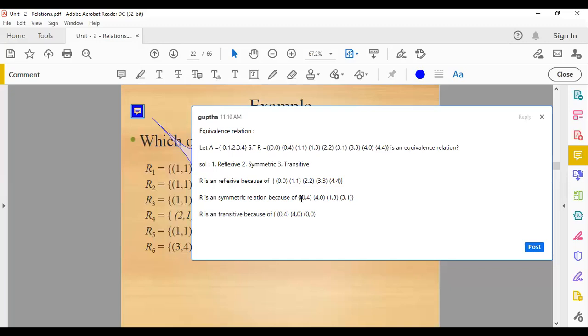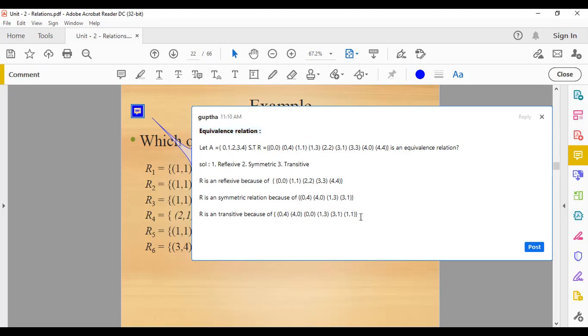All combinations are there in this example. For example, 1, 3 is there, and 3, 1 is there, and finally we are getting 1, 1. There are lots, but actually we need to mention one or two, no issues. So simply we want to say R is transitive, because 0, 4, 4, 0, 0, 0 is there. And 1, 3 and 3, 1 give 1, 1. So simply this is the way we want to solve whatever the relation is for an equivalence relation.